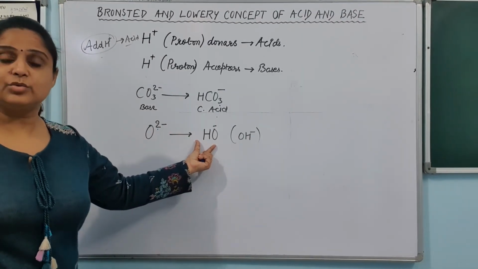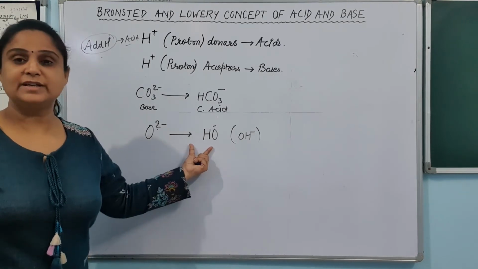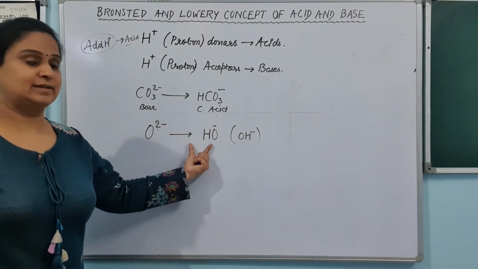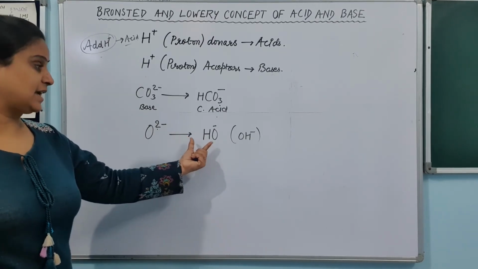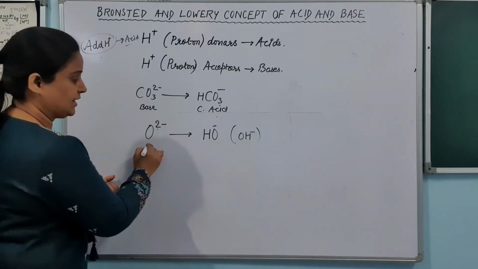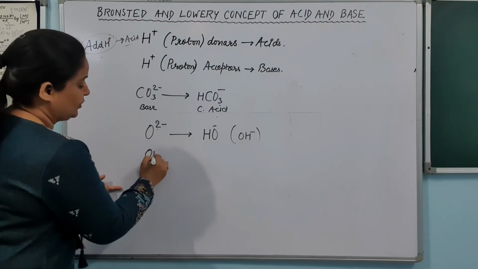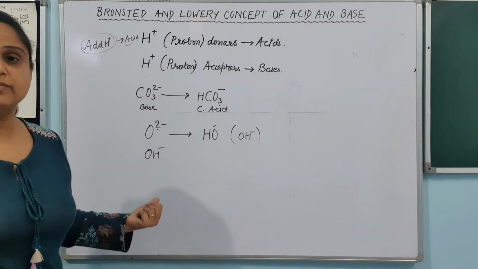OH minus is the conjugate acid. Don't consider that OH is a base. Conjugate, it is not. I'm not telling you that it is an acid. Conjugate acid it is. Okay? So OH minus is the conjugate acid of O2 minus. Let's take one more example: write down the conjugate acid of OH minus ion.